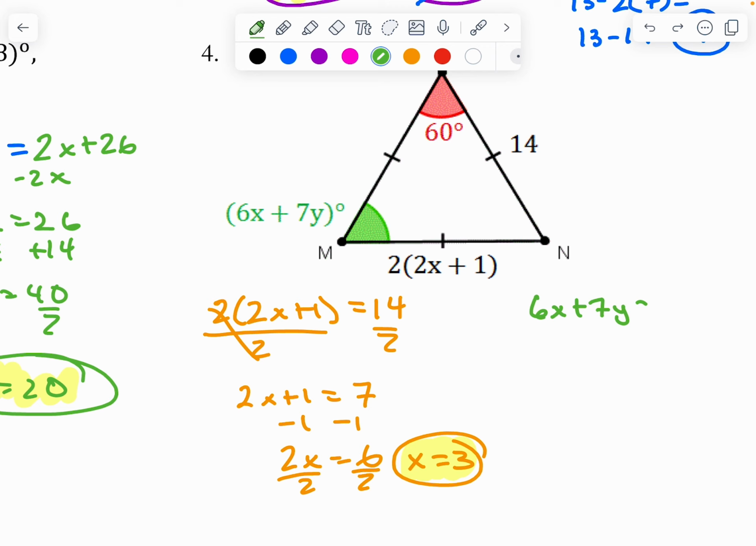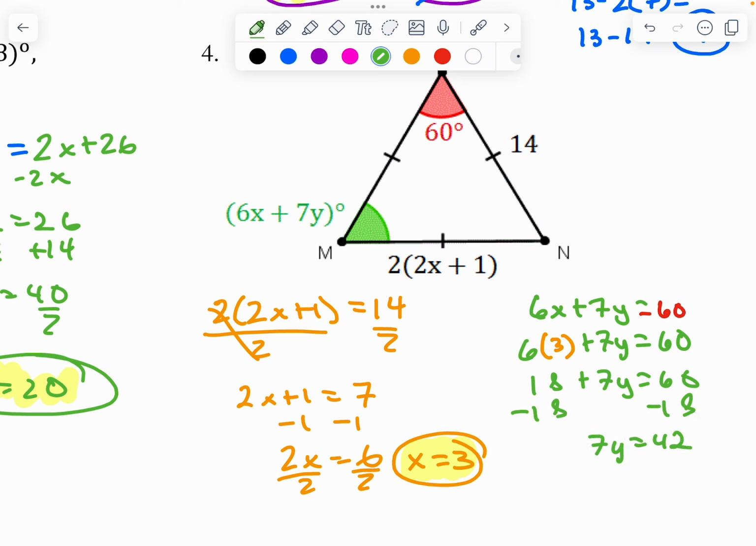Let's go red. But again, remember that we found x. X is 3. So let's go ahead and plug that in. I get 18 plus 7y is equal to 60. Subtract 18, I get 7y is equal to 42. Divide by 7, and we get a final answer of y is equal to 6. Okay, and that's it. We're done.